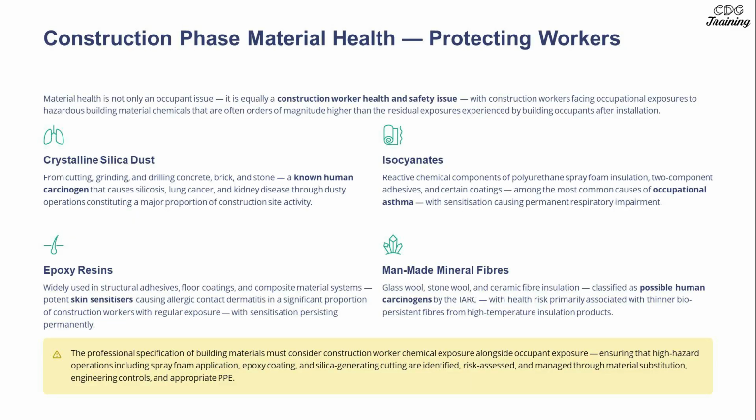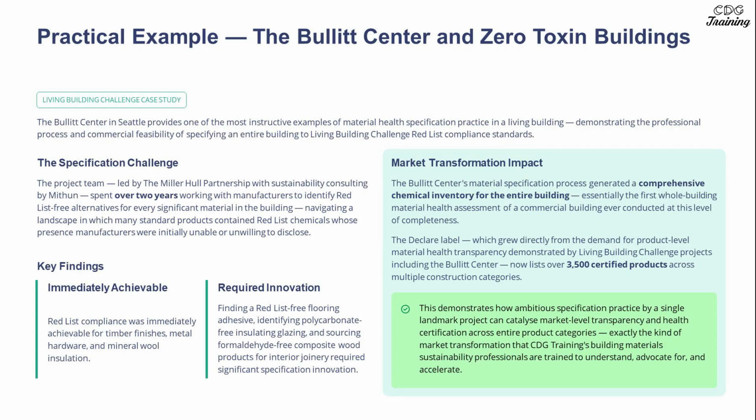Protecting workers during construction is crucial. Identifying and managing exposure to harmful chemicals like silica dust and isocyanates ensures safety. The Bullitt Center exemplifies successful material health practices, demonstrating the impact of comprehensive chemical management on market transformation.